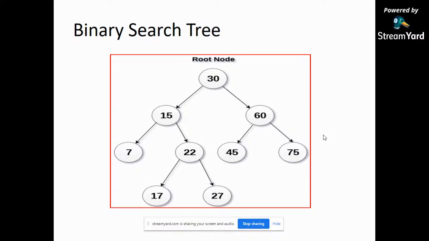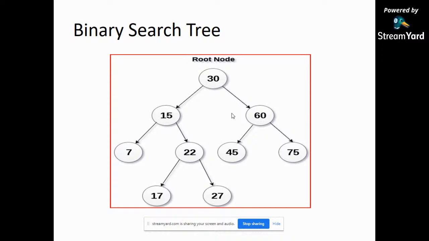So this is the binary search tree. Here in this tree, you can see we have to follow the properties of a binary tree, that either we can have two children or zero children. This is the property of a binary tree. So in a binary search tree, we have to follow the property of a binary tree plus the order which we have to maintain. So here the root node is 30.